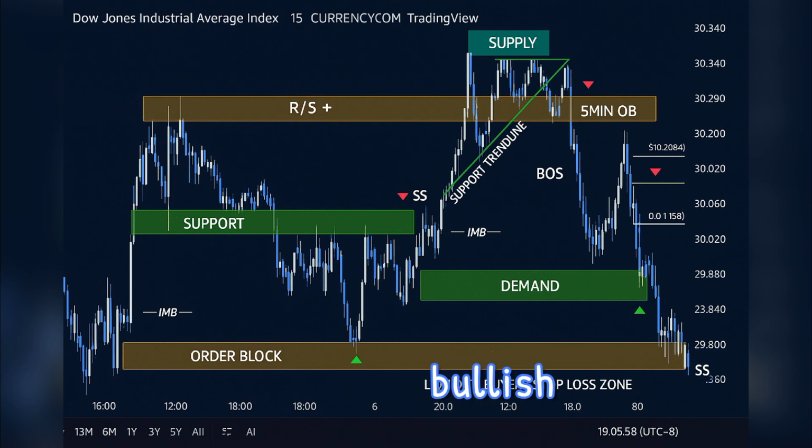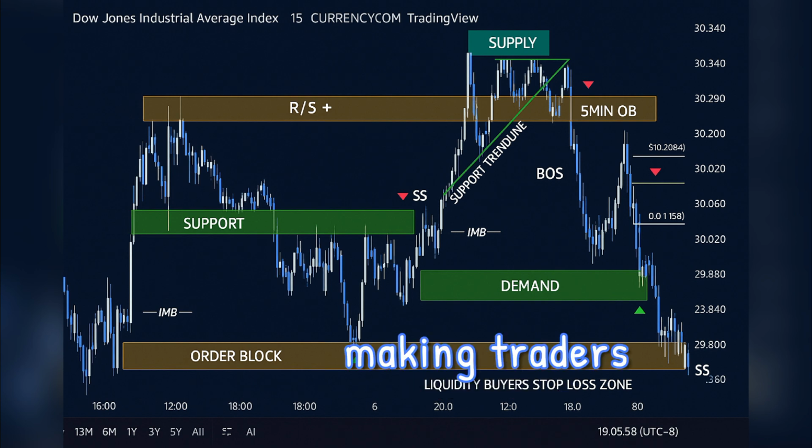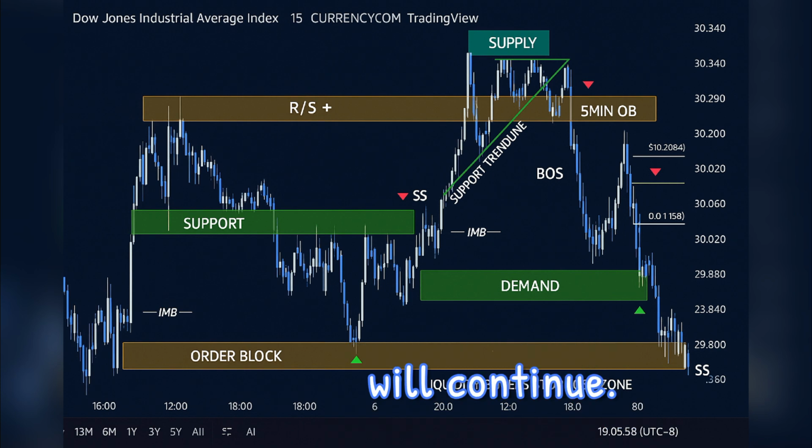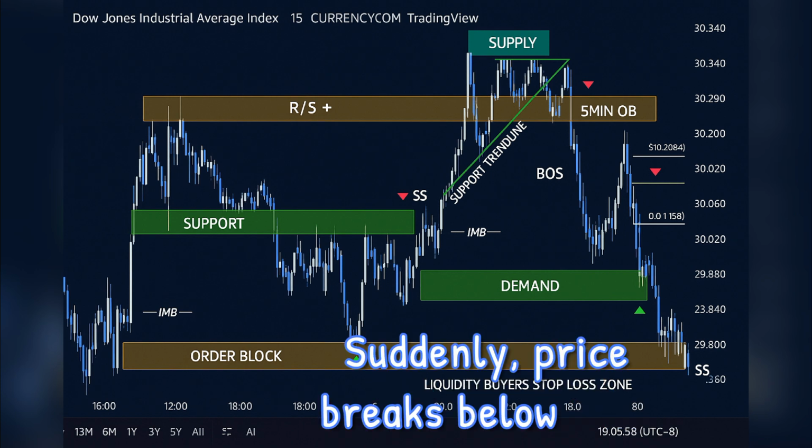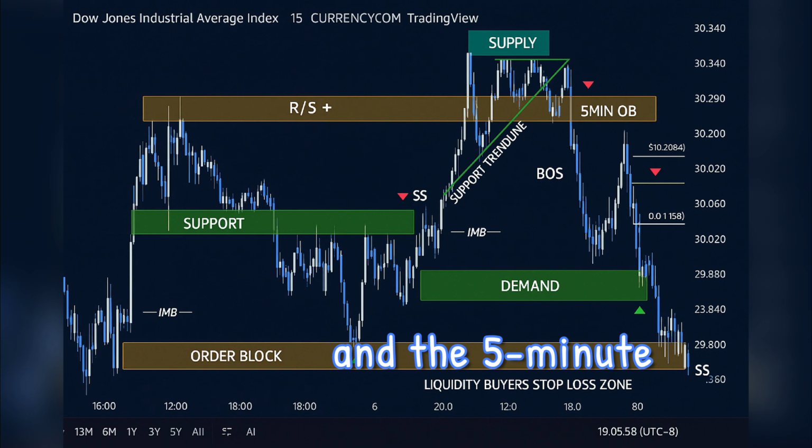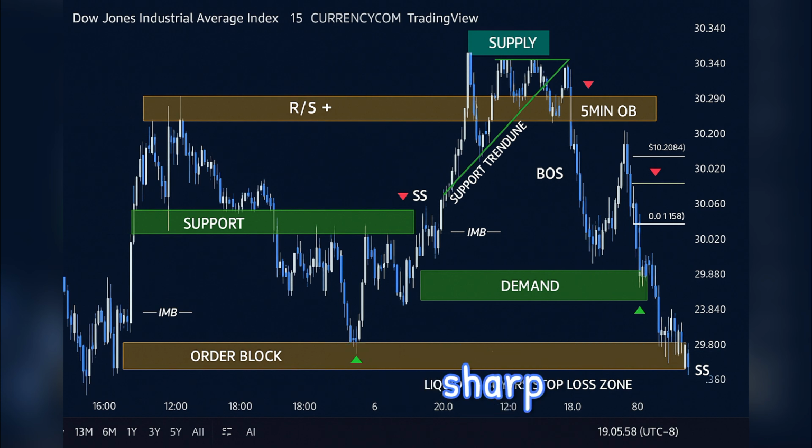At the top of the bullish structure, a supply zone is formed, just above the 5-minute order block, OB. Price starts consolidating, creating the illusion of strength. This is a trap. Smart money uses the support trend line as bait, making traders believe the trend will continue. Suddenly, price breaks below both the trend line and the 5-minute OB, leading to a sharp break of structure, BOS, confirming that bulls have lost control.